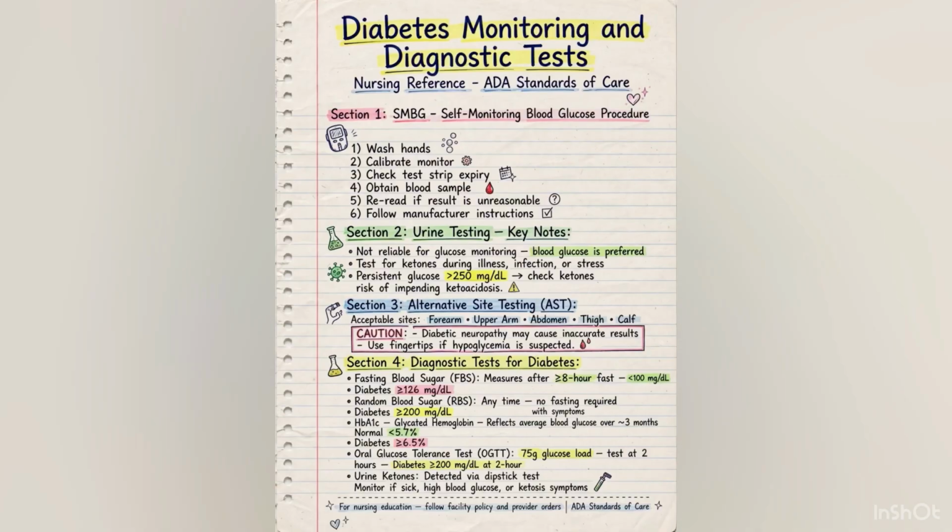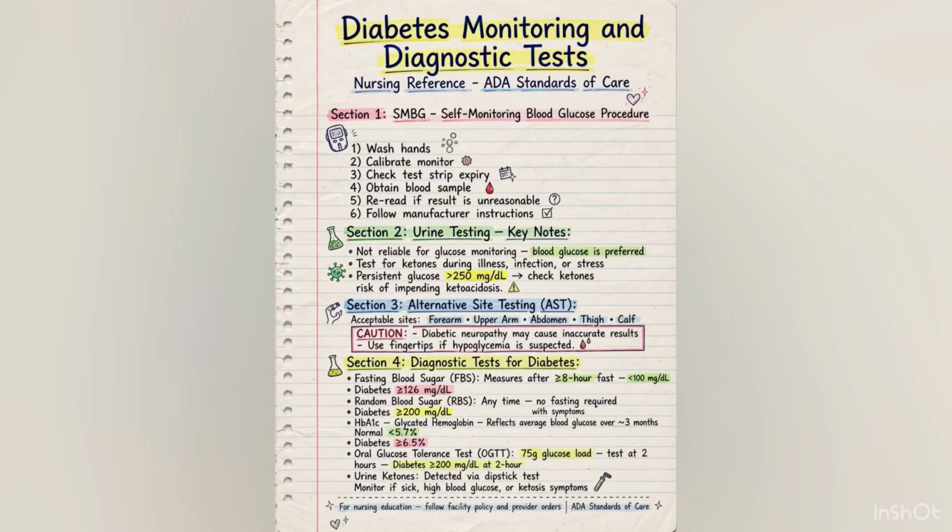How do we diagnose diabetes according to ADA standards? Test number 1: fasting blood sugar. FBS. The patient must fast for 8 hours. Normal is less than 100 milligrams per dl. Diabetes is diagnosed if it is greater than or equal to 126 milligrams per dl. Test number 2: random blood sugar. RBS. This can be done at any time. If it is greater than or equal to 200 milligrams per dl with symptoms, it indicates diabetes.